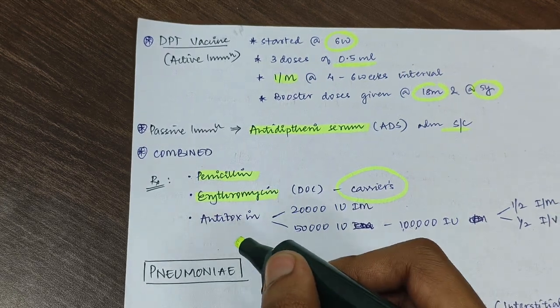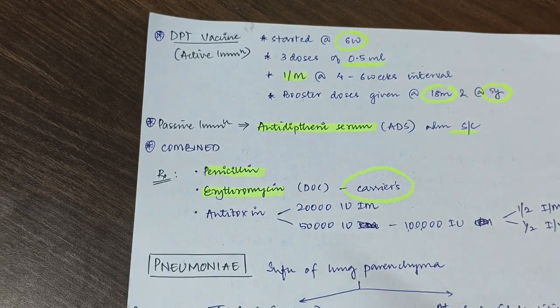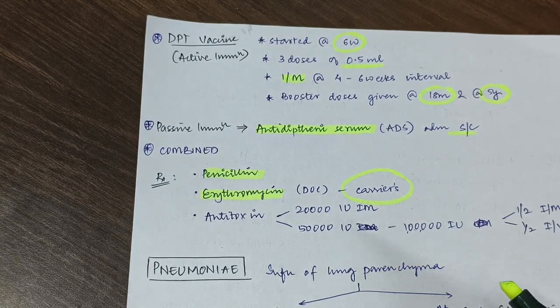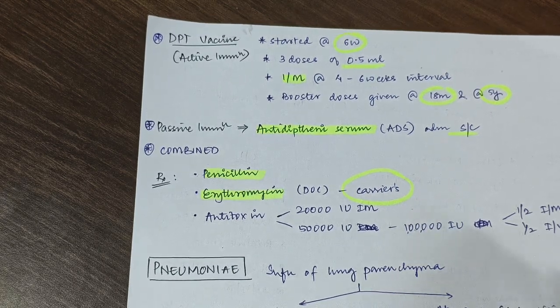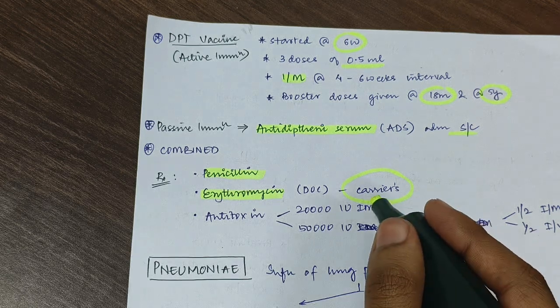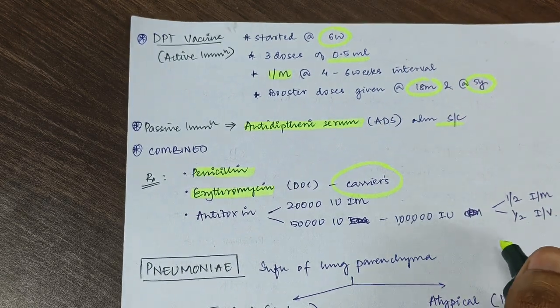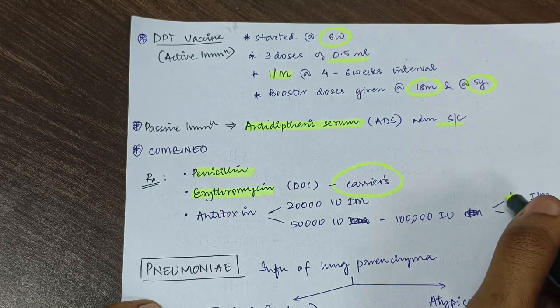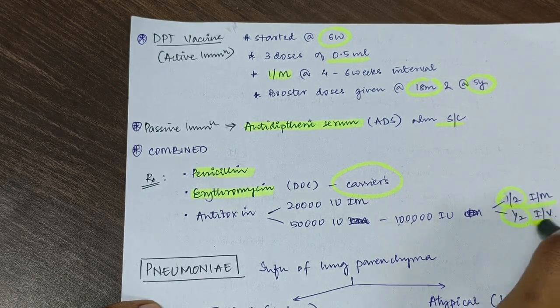Then antitoxin can also be given. It is given at 20,000 international units IM, and 50,000 to 1 lakh international units is given for the severe case, whereas for a mild case it is 20,000. Half is given IM, the other half is given as IV.